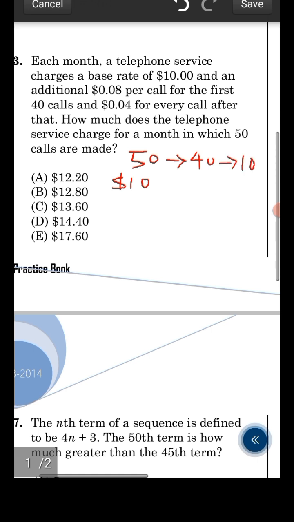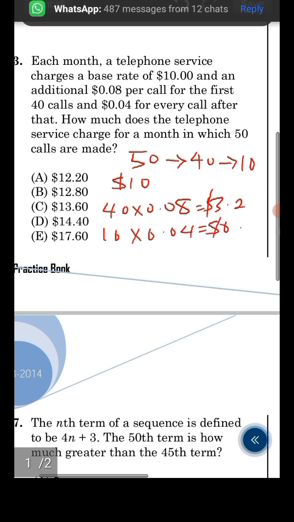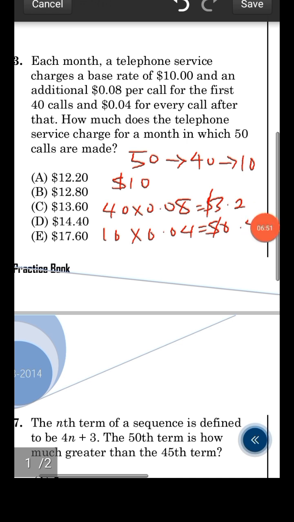So for the first 40, it's going to be charged at 0.08, and this is equal to $3.2. So the last 10 calls will be charged at 0.04, and this will be equal to 0.4.